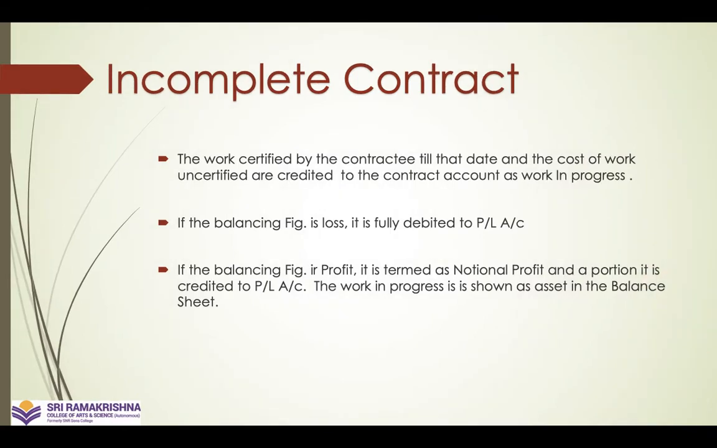If it is an incomplete contract, the work certified by the contractee, that is by an expert appointed by the contractee, till that date and the cost of work uncertified are credited and combined together, and it is called work in progress. If the balancing figure is a loss, it is fully debited to the profit and loss account. If it is a profit, it is termed a notional profit and a portion of it is credited to the profit and loss account. The work in progress is shown on the asset side of the balance sheet.